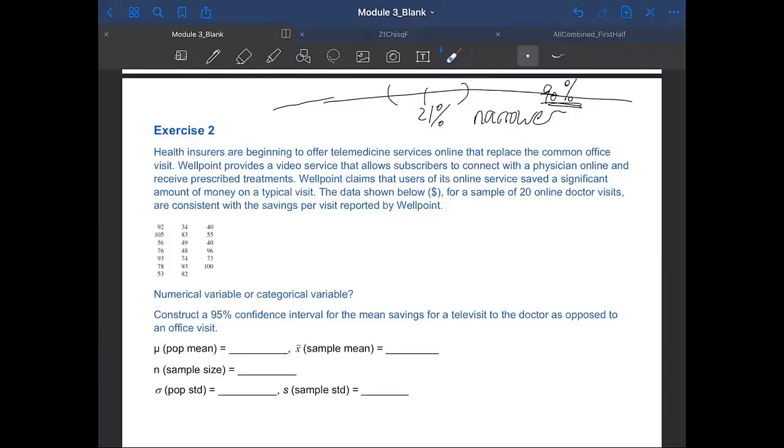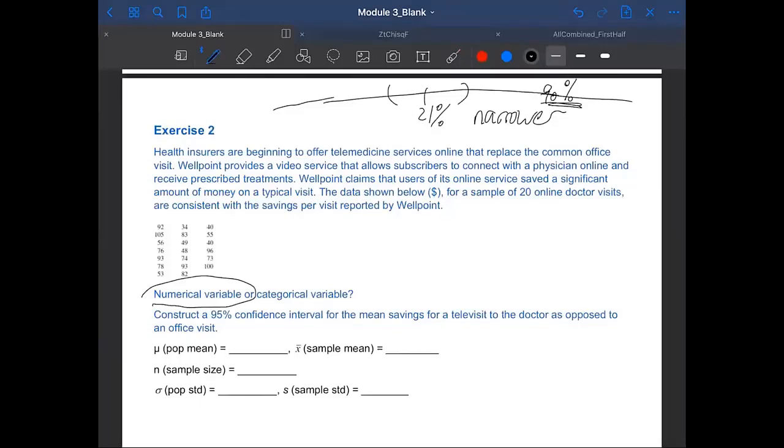This is a televisit. So instead of going to the doctor's office, you can just use the online service to ask questions, maybe doing a Zoom chat with your doctor. Okay. So the data given here represents how much is being saved, right? So this is how much money is being saved. This is clearly numerical data. And I agree with Canon, this is a numerical variable. Okay. And so let's see how we can fill in all the blanks here.